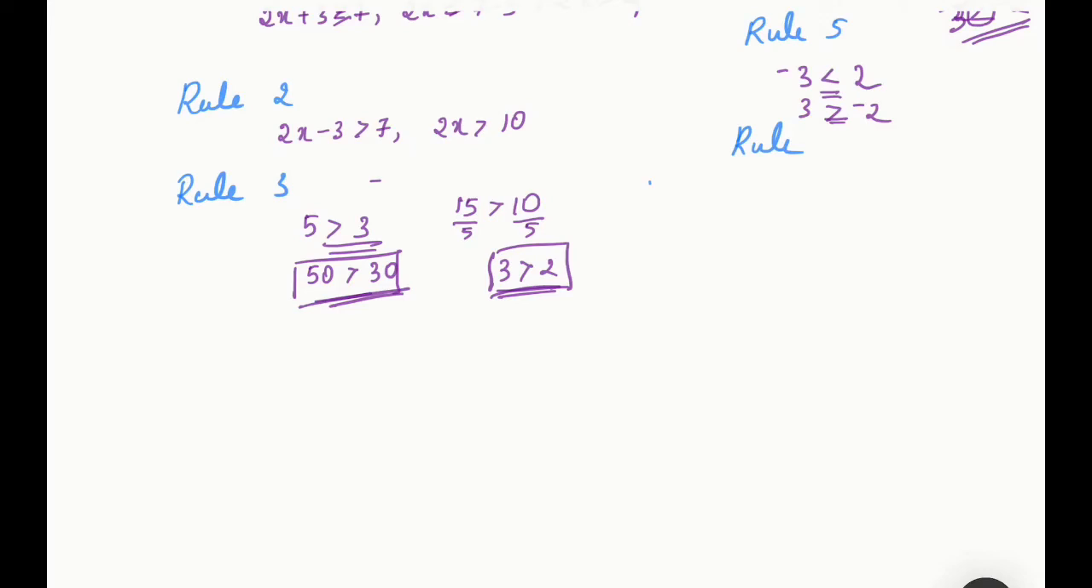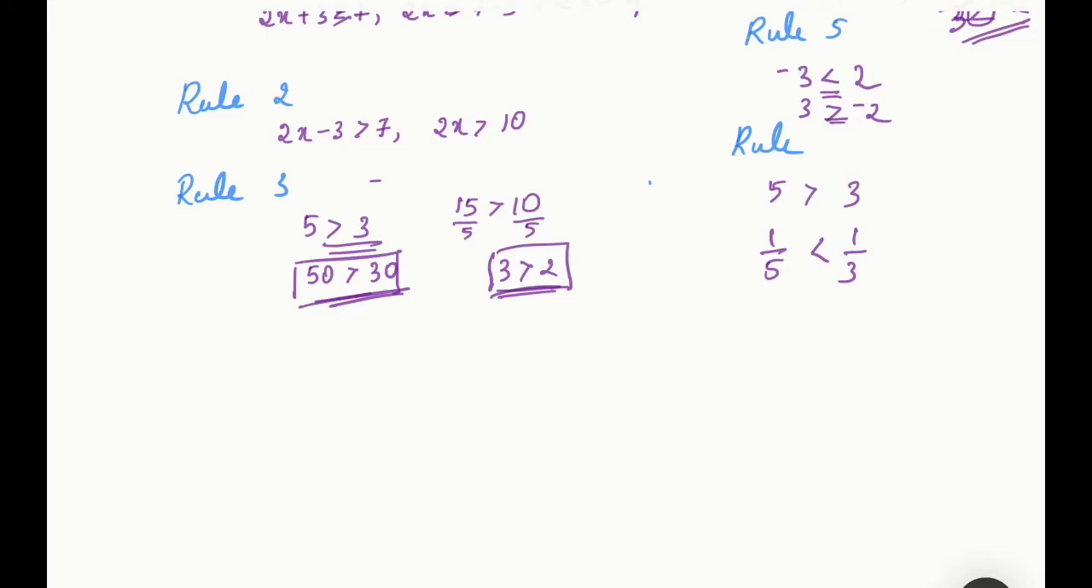Now coming to the 6th rule. If both sides of an inequation are positive or both are negative, then on taking their reciprocal, the sign of the inequality reverses. So, again, let me do 5 greater than 3. So, if the reciprocal is taken, you will get 1 by 5 and here you will get 1 by 3. So, which is greater? 1 by 3 is greater than 1 by 5. So, what happens to the sign? The sign gets reversed. Okay.